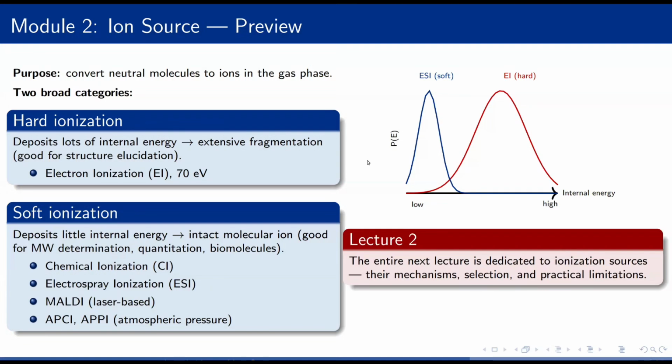You see lots of fragment ions. That's great if you want to figure out the structure. The fragments are diagnostic. It's bad if you want to see the intact molecule because often there's barely any molecular ion left. Soft sources deliver very little internal energy.